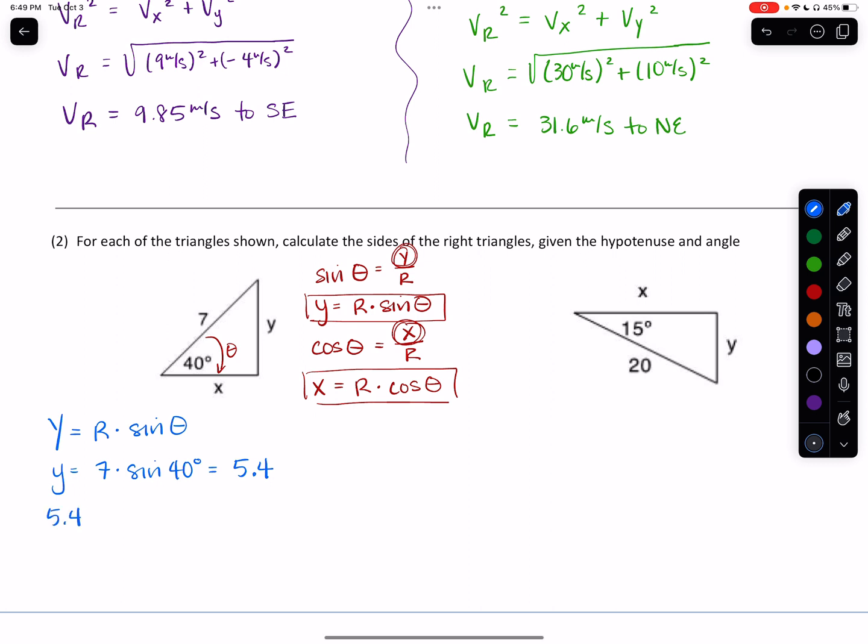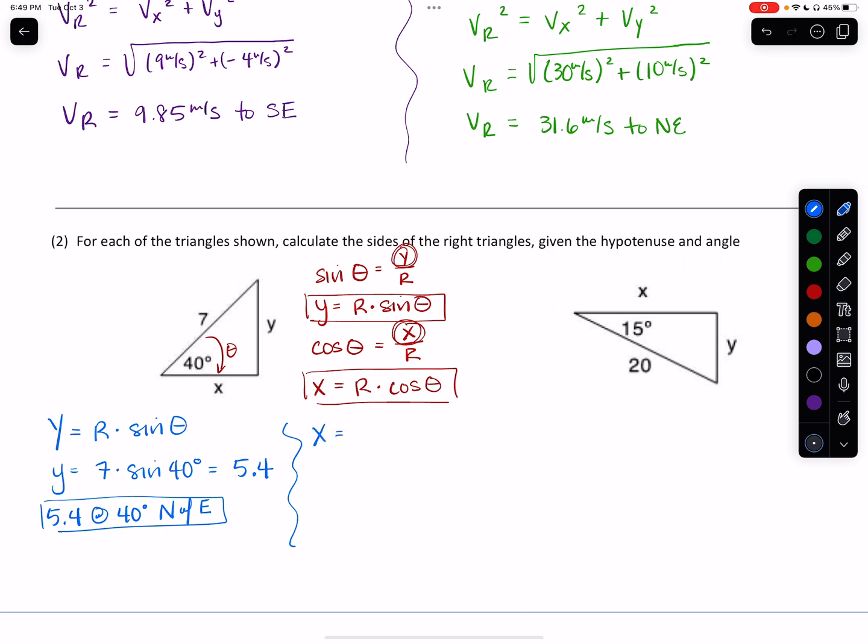I know it's 5.4 in magnitude, but I also have the angle, so I could say at 40 degrees, and I'm going to choose my horizontal piece to be my reference and say north of east. All right, so this would be the full informational piece about that vertical component. All right, let's try our horizontal piece.